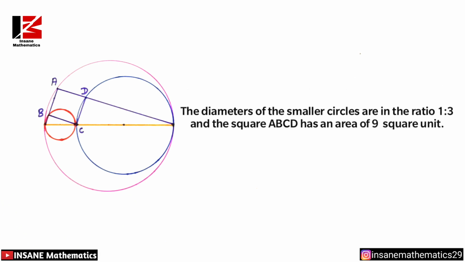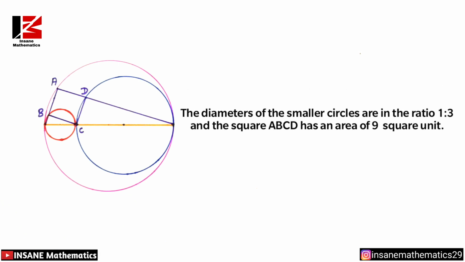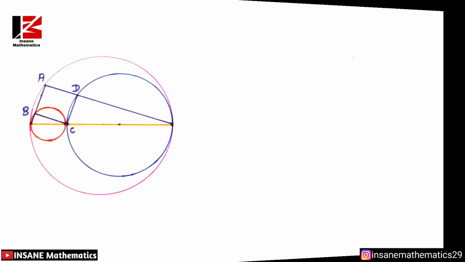The diameters of the smaller circles are in the ratio 1:3 and the square ABCD has an area of 9 square unit. What is the area of the largest circle?